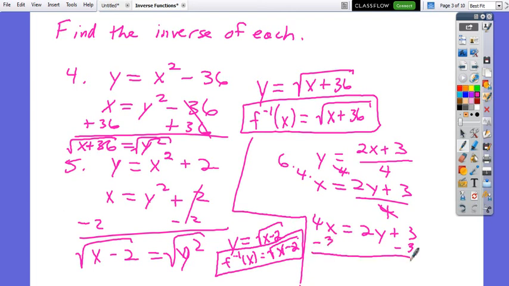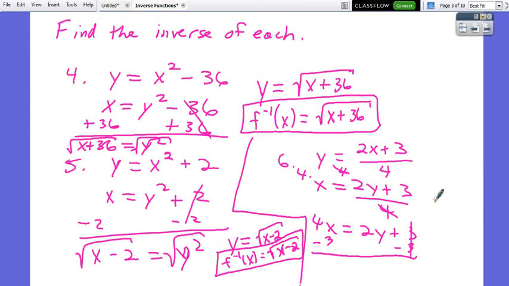That's going to give you 4x minus 3 equals 2y. Last step: divide both sides by 2. So my final answer is y equals (4x minus 3) over 2, or in the correct notation, f inverse of x equals (4x minus 3) over 2. Do you have to put it in the correct notation? Yes. Sorry.